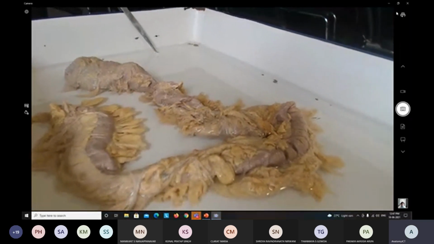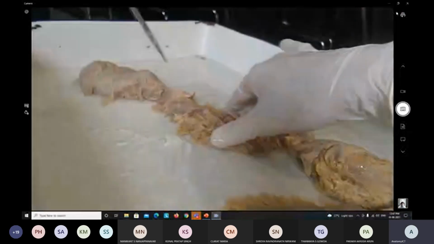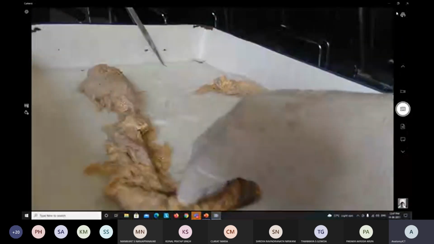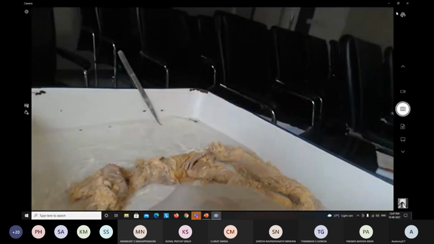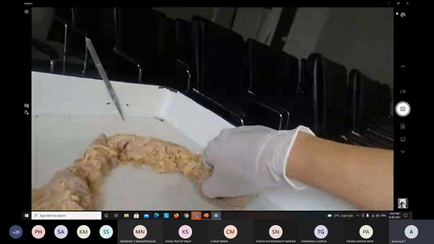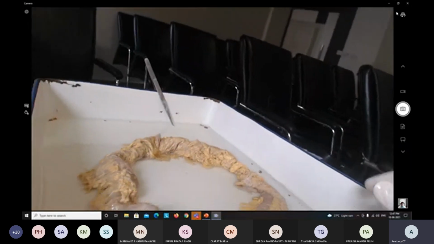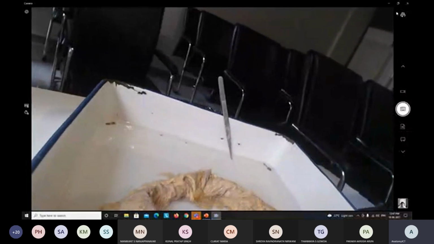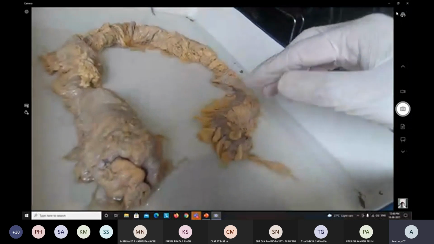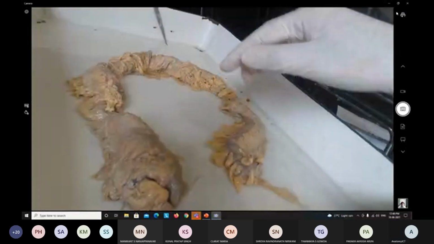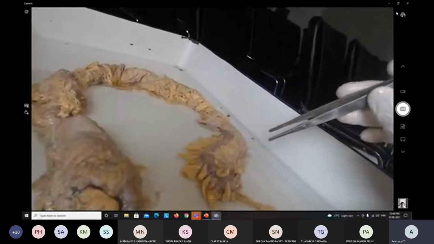Yes, you can see this is the large intestine specimen. Yes, you can make out here. Are you seeing? Yes, sir, because there is some technical problem with the camera. I will tell in 2 minutes.